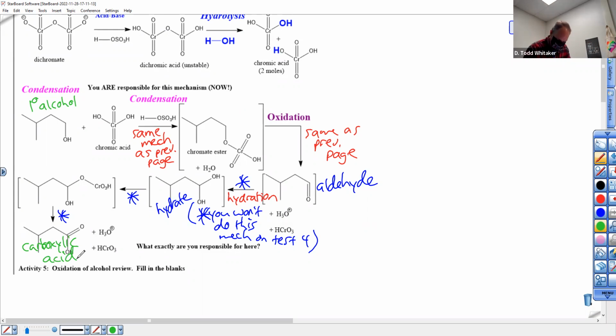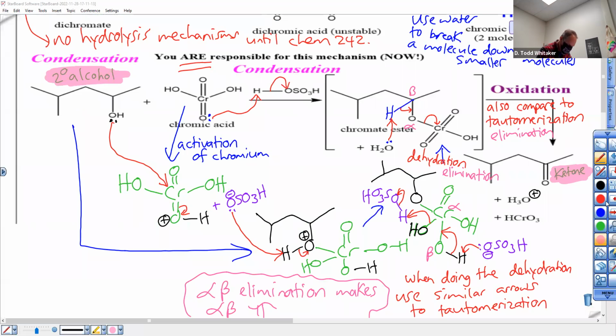Okay, you are responsible for knowing primary alcohols under these conditions. And when I say these conditions, these are the chemicals you've got available. You've got water, you've got sulfuric acid, you've got chromic acid. You're going to get a carboxylic acid. If you start with a secondary alcohol, you're going to end with a, what functional group's right there? Ketone. Got to know that.